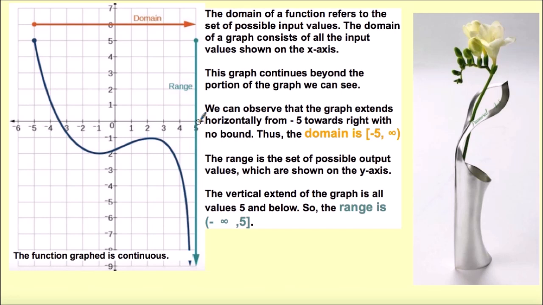The range is the set of possible output values, which are shown on the y-axis. The vertical extent of the graph is all values 5 and below. So the range is (-∞, 5].